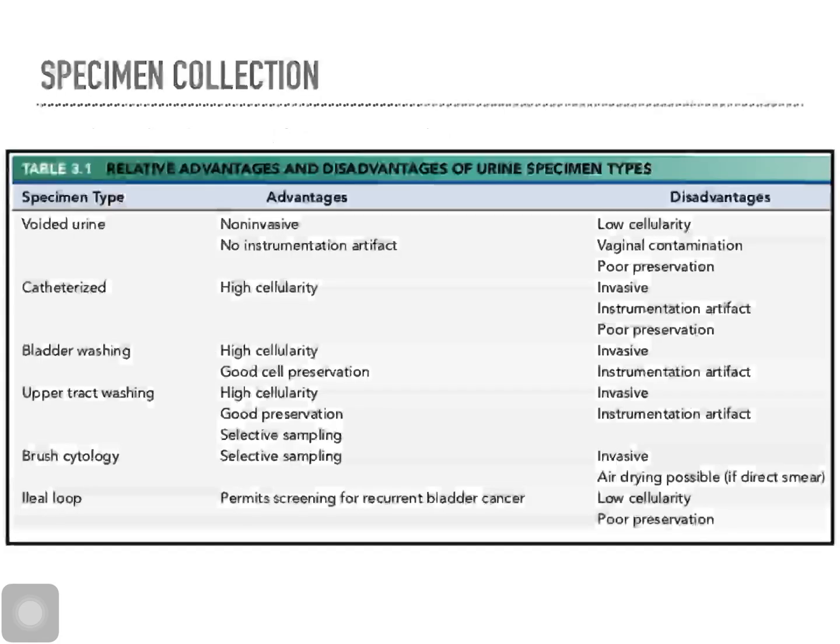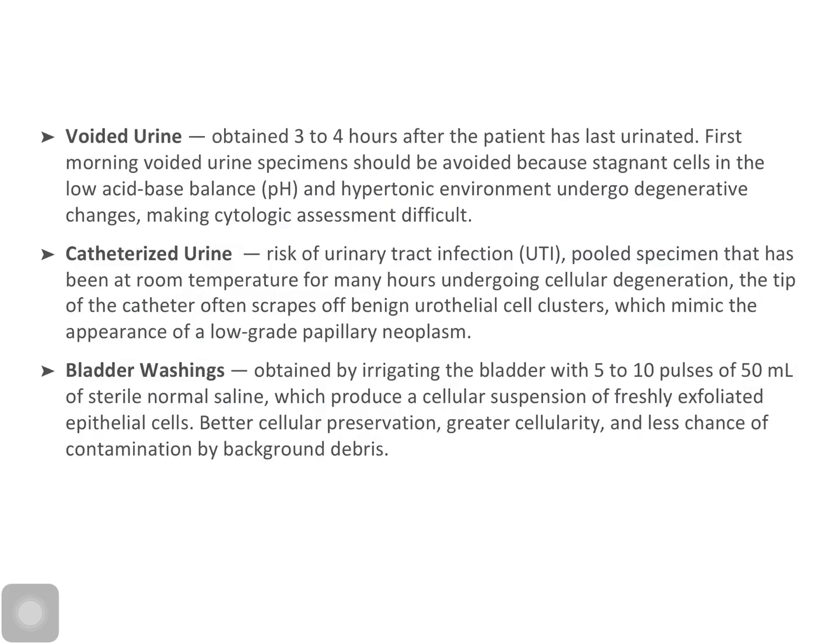Coming to specimen collection. There are 6 ways of specimen collection: voided urine, catheterized urine, bladder washing, upper tract washing, brush cytology, and ileal loop. Voided urine is obtained 3 to 4 hours after the patient has last urinated. The first morning voided urine specimen should be avoided for cytology because the stagnant cells in the low acid-base balance and hypertonic environment undergo degenerative changes, making cytologic assessment very difficult.